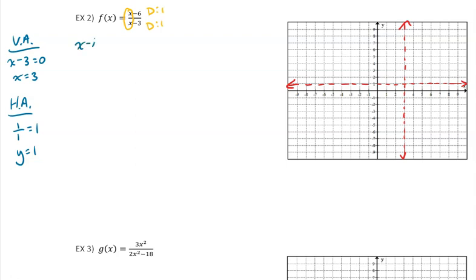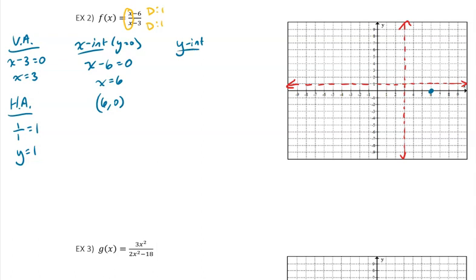Next, our x-intercept, which is where y equals 0, or just put the top equal to 0. So x minus 6 equals 0, which means x equals 6. So (6, 0) is going to be our x-intercept, which is going to be right there.